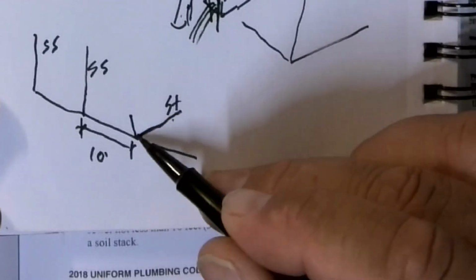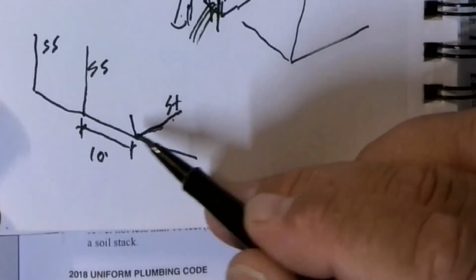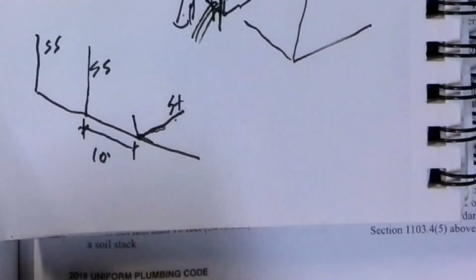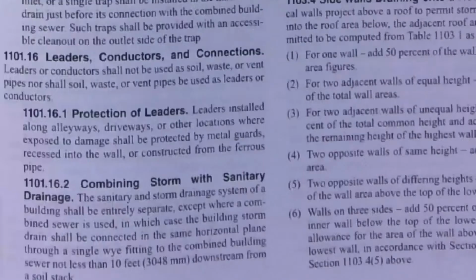This can tie in, but it can't tie in unless it's in the exact same horizontal plane and at least 10 feet away from the soil stack. A lot of little drawings in this one today, huh? Okay, so that's that one.